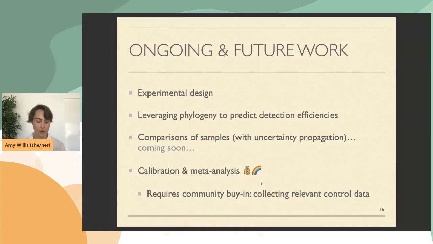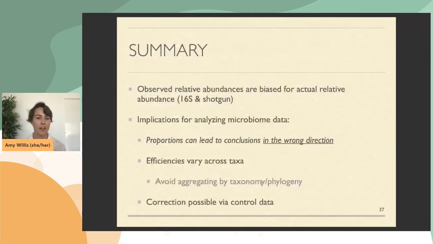One thing I'll add is that in order for this to be feasible, in my view, we really do need to have community buy-in. So folks need to be collecting and reporting relevant control data alongside their experiments. A lot of folks collect mock community data but don't make it available alongside their sequencing samples, and that is something that impedes this sort of cross-study comparison.